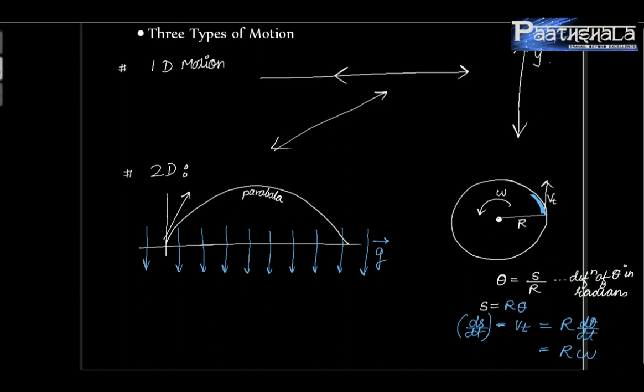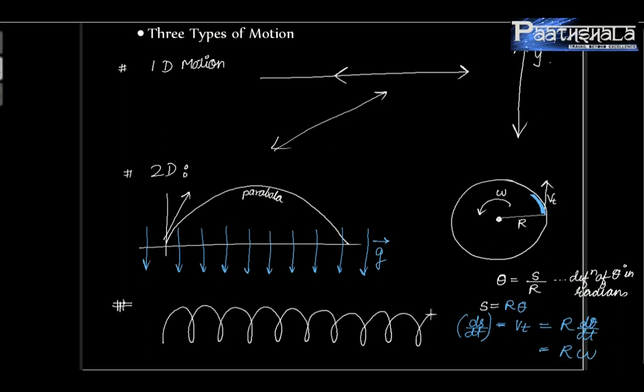And in three-dimensional motion, we study three-dimensional motion pretty late actually. While we study electromagnetism, we'll study what a helix is. Let me not go into the details of this because this is not required right now. This is a helix, essentially a spring shape. So these are the types of motions.